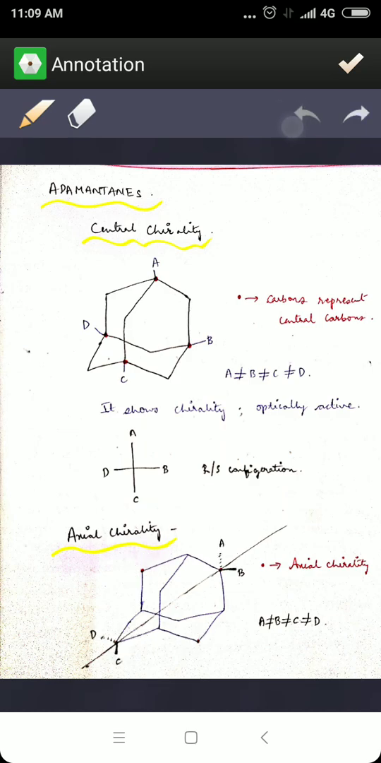Now, here also it is the same thing. All the four substituents A, B, C, D should be different. If they are different, and if they are axial, and if you can pass an imaginary line along the two carbon atoms, only then is it exhibiting the axial chirality. So these are the conditions for the axial chirality. Now, when you have to assign the RS configuration for axial chirality, it is going to adopt a different technique. It is very simple. I will just explain it to you in the next slide.